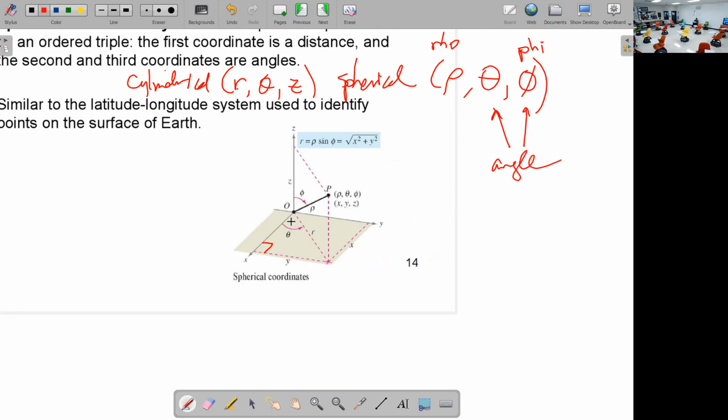Your theta is what you know theta to be, the same theta as in the polar coordinate system or cylindrical coordinate system: the angle from the positive x-axis on the xy plane. Your rho is the directed distance from the origin. So right here, that's rho. And then phi is your angle from the positive z-axis. Now if you draw all of the right angles, it'll help you to understand this picture.